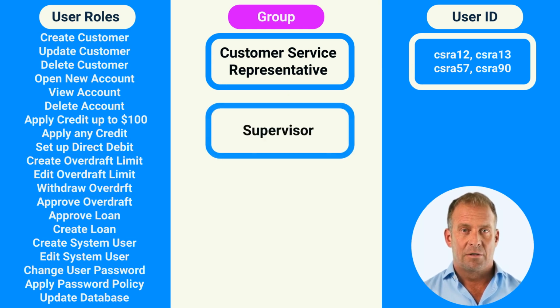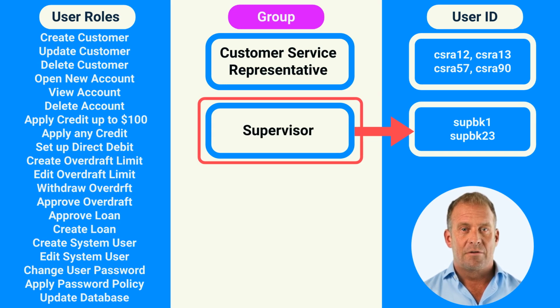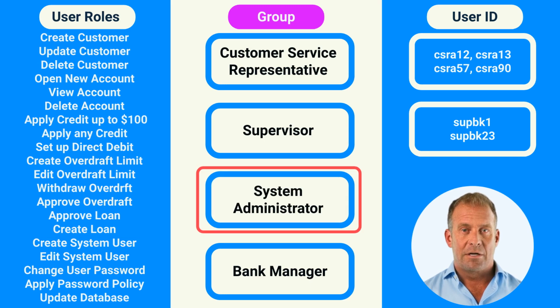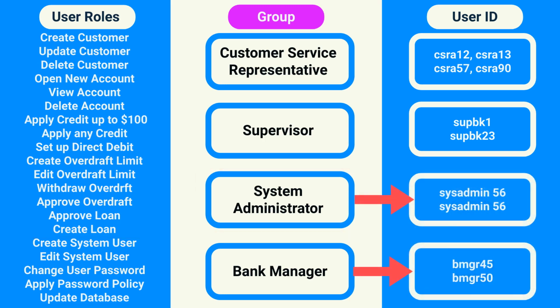Next is the supervisor role, and 2 user IDs are created for the 2 supervisors in the bank. You will notice that a supervisor can access more roles than a customer service representative, like applying credits on customer accounts and dealing with overdrafts, but they are unable to approve loans. That is reserved for a bank manager who can access any role except the roles reserved for a system administrator. The system administrator group is different. No customer or financial information is visible, but they can manage system users and passwords, as well as having access to database tables. As with the other roles, user IDs will be set up for both these groups.